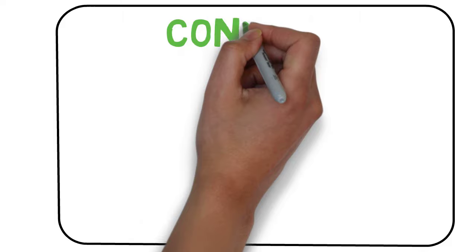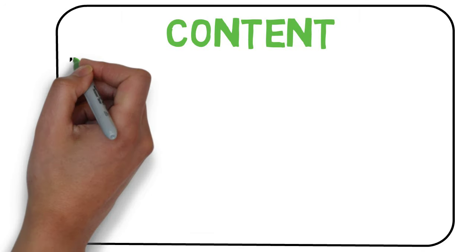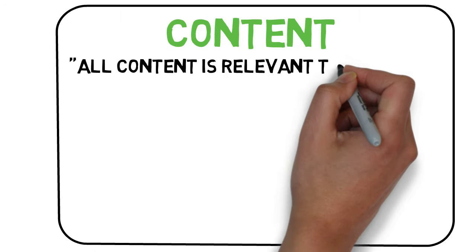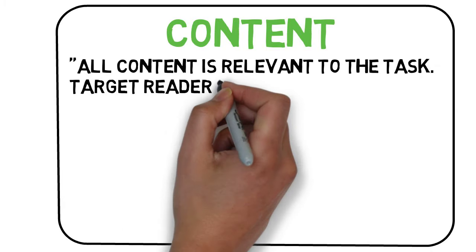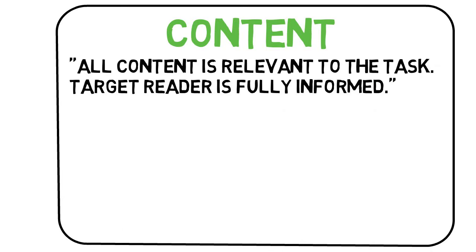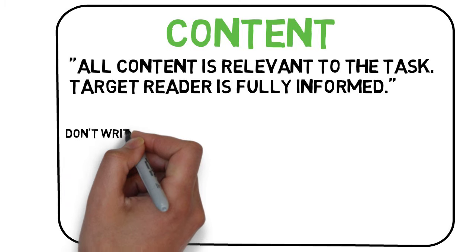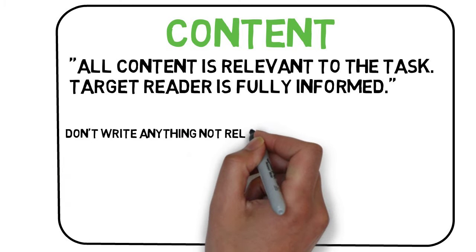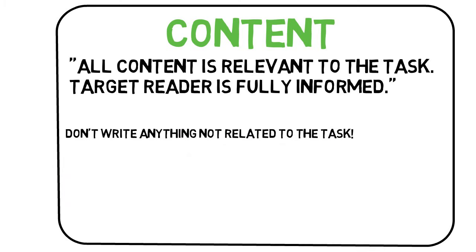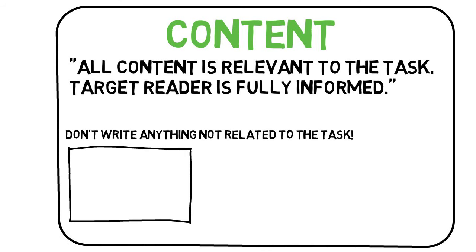To get 5 points for content, Cambridge says that all content has to be relevant to the task and target readers should be fully informed. This means that you shouldn't write about anything that's not related to the task and the hypothetical reader stated in the task gets enough information.